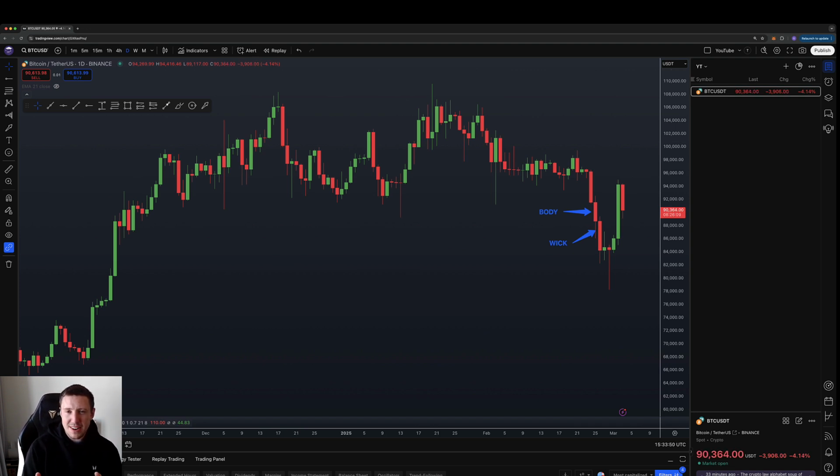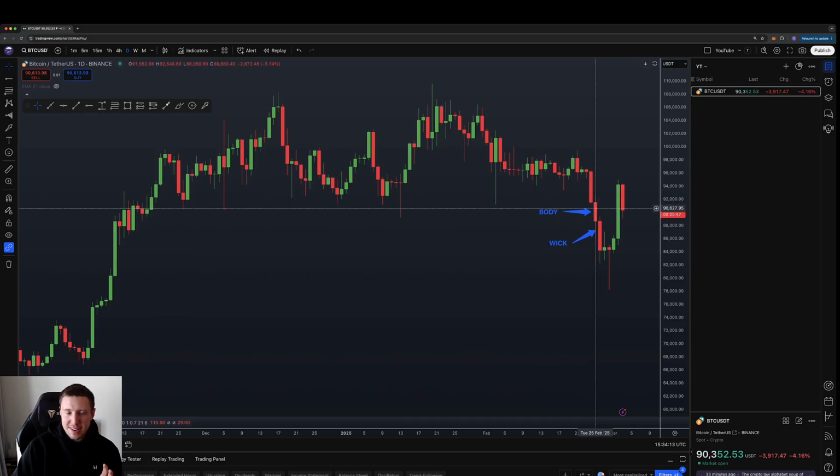You first need to understand what a candlestick is and what information it gives you. So let's start with this example here. This candlestick from Tuesday the 25th of Feb, and you can see that there are two aspects of the candlestick. You've got the body and you've got the wick, and this basically gives you all the information of what happened to price on that given day.